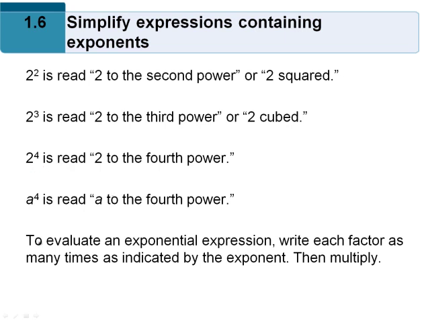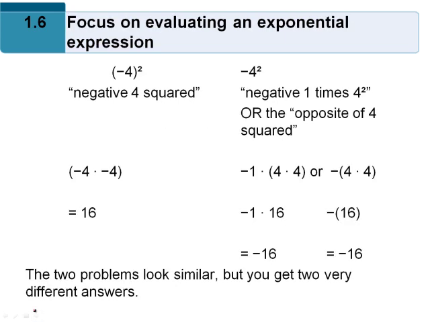So whenever we're evaluating an exponent or an exponential expression, basically what you're going to do is write the factor as many times as the exponent tells you to, and then you multiply it out. Now, the difference between these two problems here, this first one with the parentheses, with the -4 and square, and the second one, which also looks like a -4, but it's actually not, without parentheses, these are two totally different problems, and you get two very different answers.